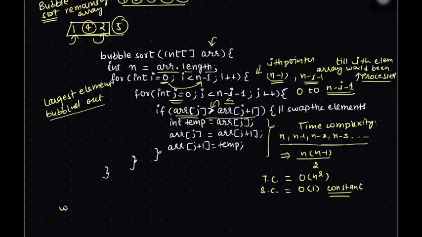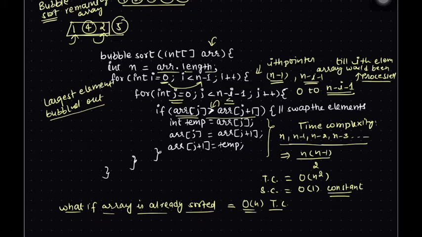Here, what if the array is already sorted? In that case we might modify the algorithm to come up with an answer in O(n) time complexity, but that won't change our worst case time complexity, which will always remain O(n square) in case of bubble sort. Apart from that, bubble sort is a stable sorting algorithm.